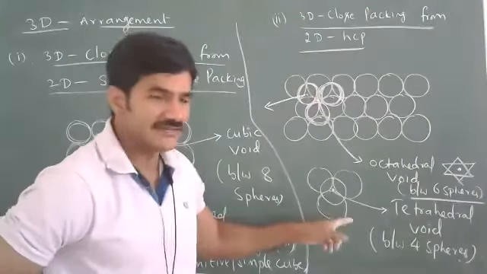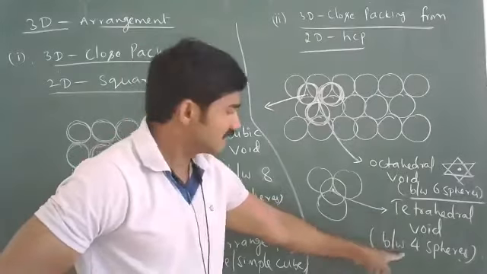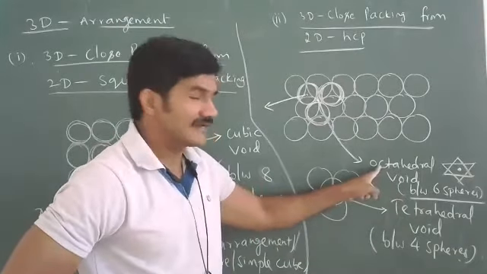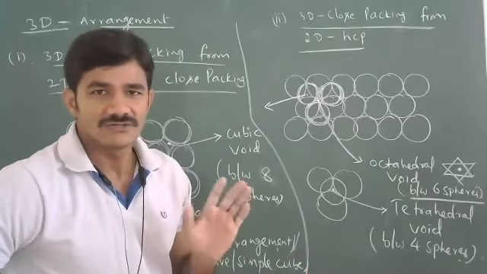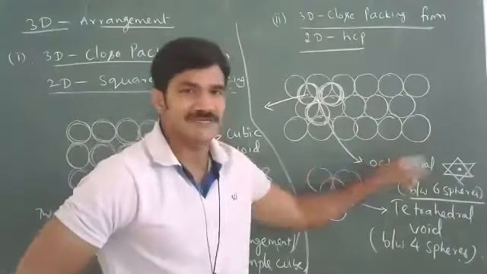Okay, so I have written 2 points here. One is tetrahedral voids between 4 spheres. Another is octahedral void between 6 spheres. Octa means 8, but don't think it is 8. It is between 6 spheres.